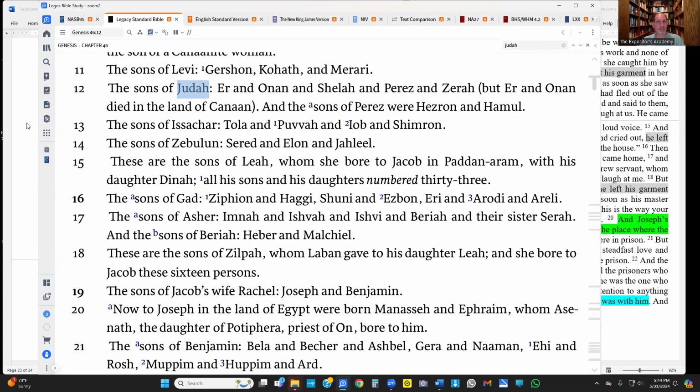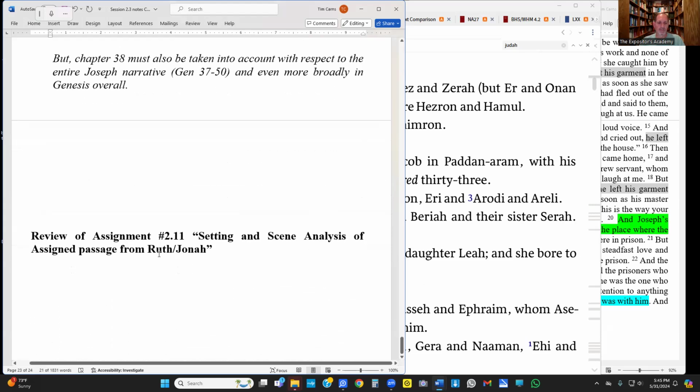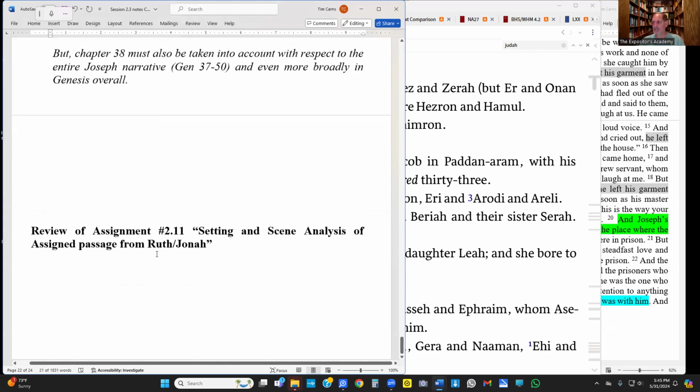And it seems that Genesis 38 is where things change. So that's something to just keep in mind: the connection of chapter 38 to the broader narrative. And you would get into that more when you're studying Genesis 38, the narrative analysis there. But that's it. That's the setting analysis.